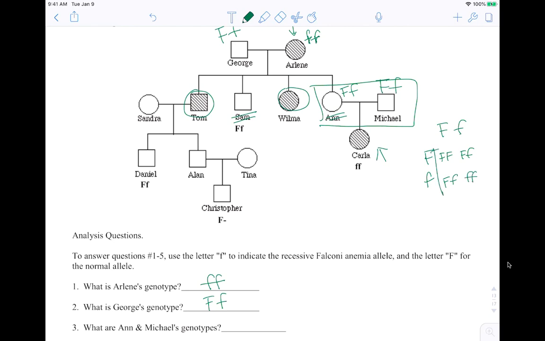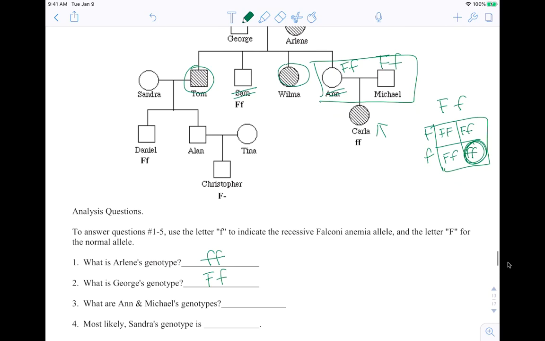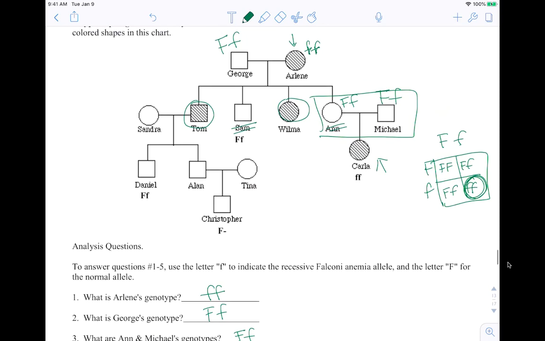Okay, so it looks like this. You have this individual right here as having the disorder. So they both have to be big F, little f, and it asked for them together because they're going to have the same genotype. Okay, so that's basically how you do our pedigrees.